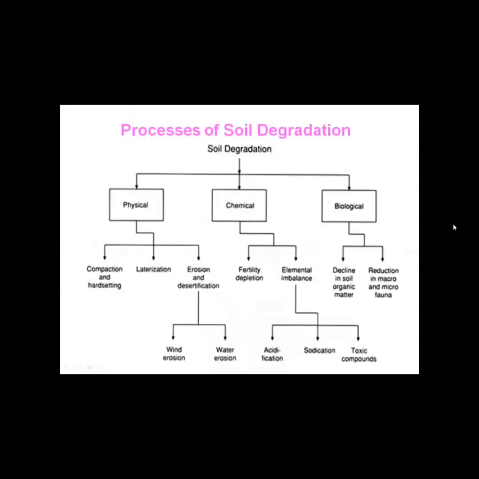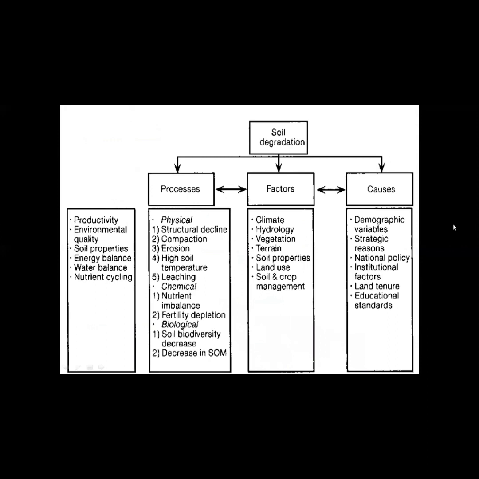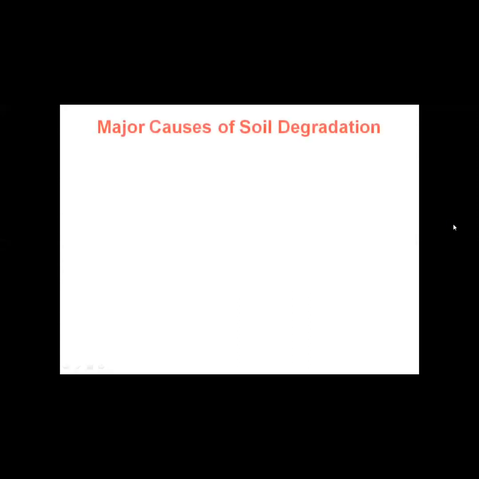degradation. These processes of the soil degradation, these are shown in a flowchart manner. Here also this soil degradation, different processes, the factors which affect the soil degradation and what are the different causes of the soil degradation. These are shown here. We will see the major causes of the soil degradation. Among this, the soil erosion is the major cause of the soil degradation, which is the soil erosion may be carried out by the water as well as the wind.